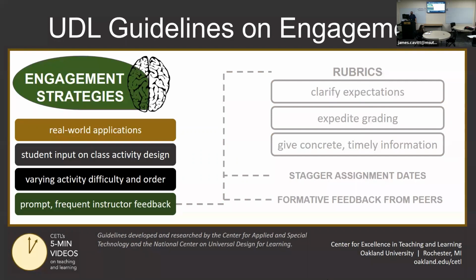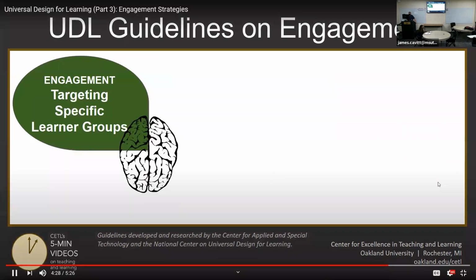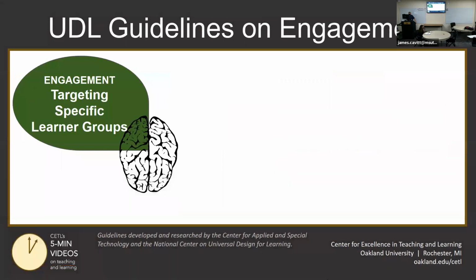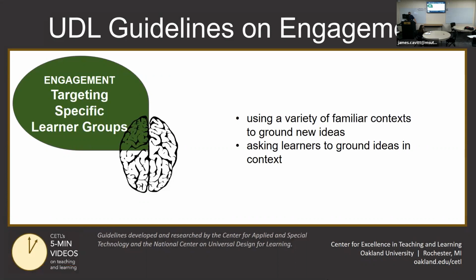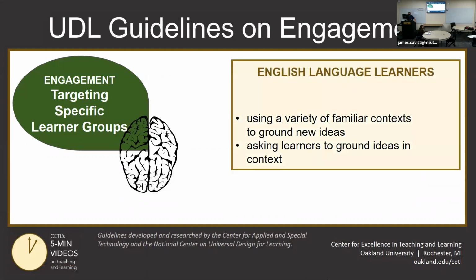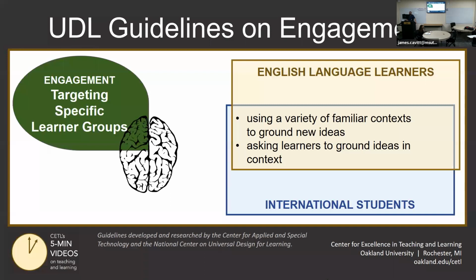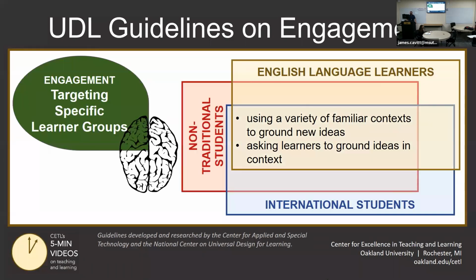Some of these may sound familiar, as many of them are simply good pedagogical strategies. If you're looking to target specific learner groups in your discipline, it's helpful to first identify who they are and what they need in terms of engagement. For example, using a variety of familiar contexts to ground new ideas or asking learners themselves to ground these ideas in context can help English language learners, international students, and non-traditional students make sense of disciplinary ideas.